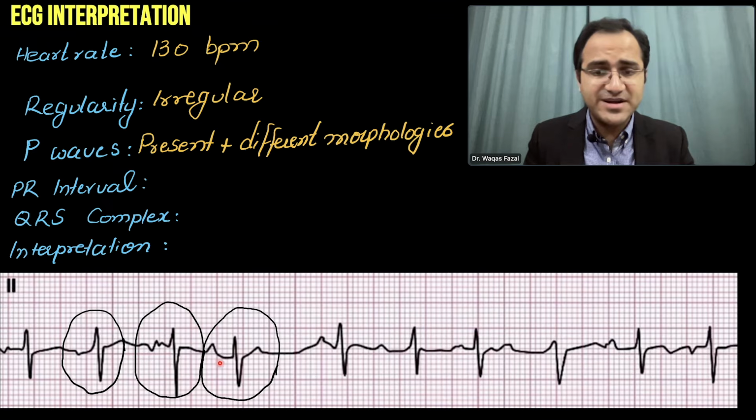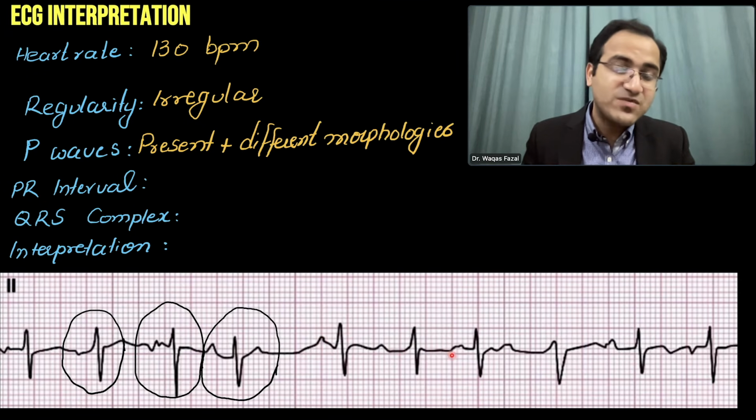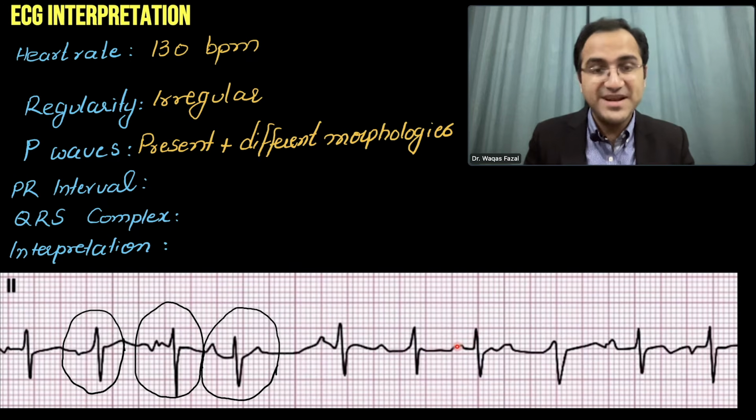The RR intervals are unequal. It is an irregular ECG. The P waves are present and they are followed by QRS complexes. They are present and followed by QRS complexes, but they are not normal. They have different morphologies. They are married to the QRS complexes, but they have different morphologies.